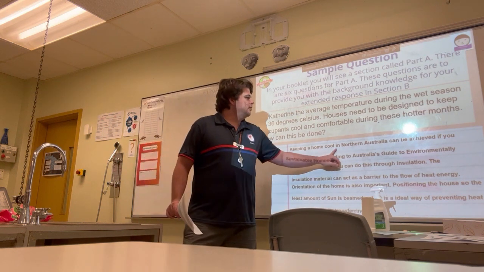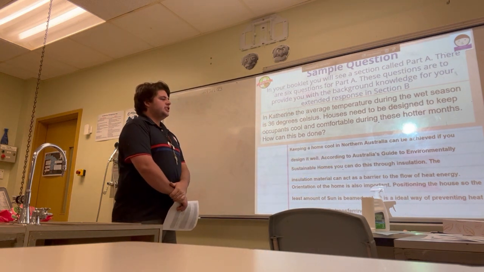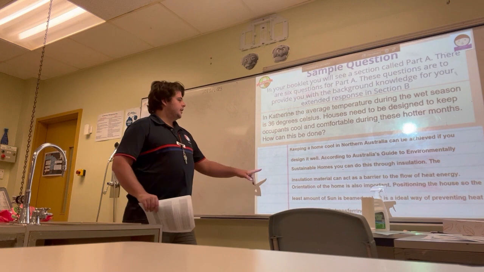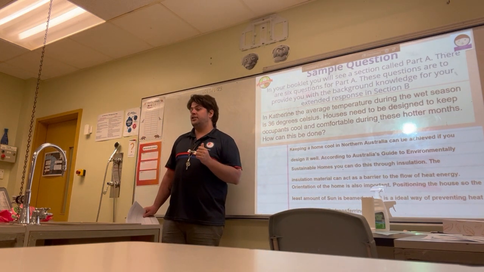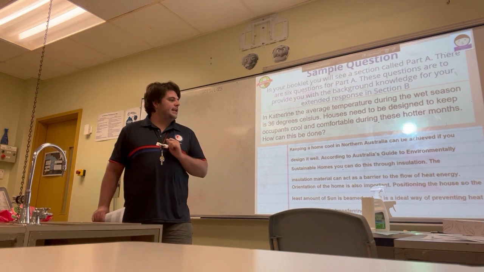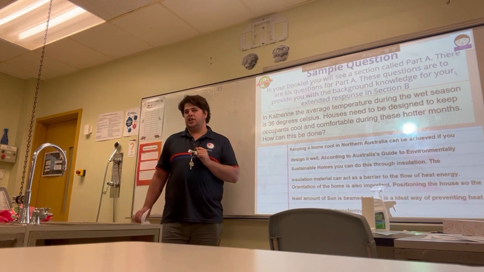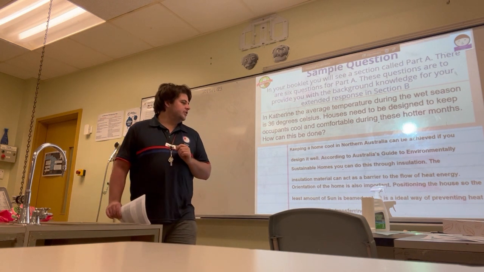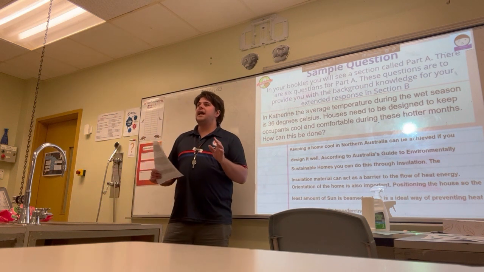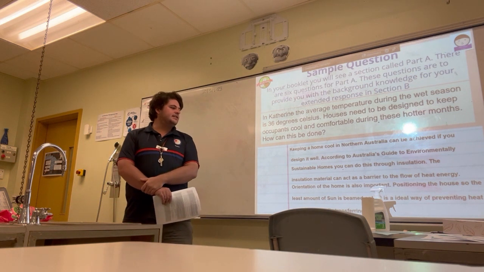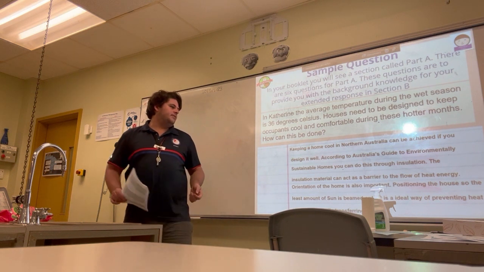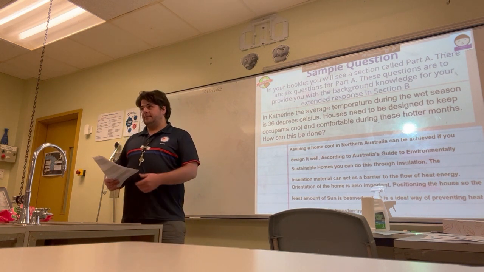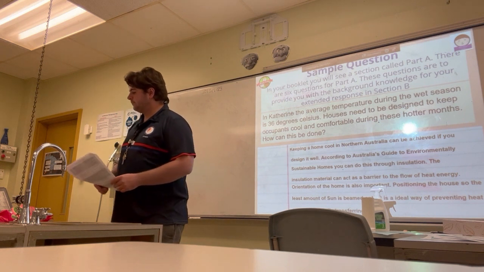Keeping a home cool in Northern Australia can be achieved if you design it well. According to Australia's Guide to Environmentally Sustainable Homes, you can do this through insulation. The insulation material can act as a barrier to the flow of heat energy. Orientation is also important. Positioning the house so the least amount of sun is beamed onto it during the day is an ideal way of preventing heat energy from easily transferring.